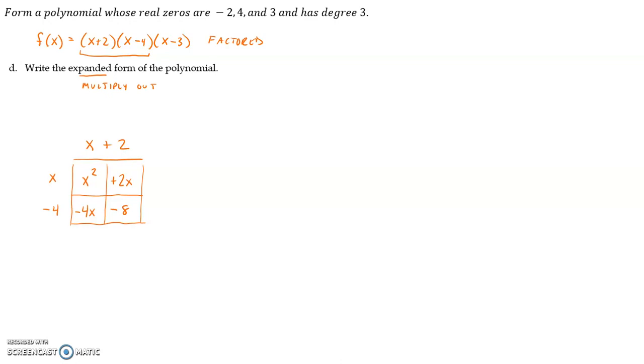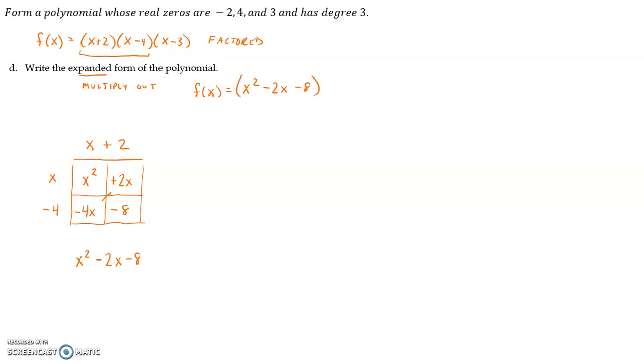Right, and now I can go ahead and combine my like terms. You'll notice here that on this diagonal, both of these are x terms. So it's going to be a little bit easier here to combine those. So this is going to give us x squared minus 2x minus 8. So after we multiplied that first set together, we got this x squared minus 2x minus 8.